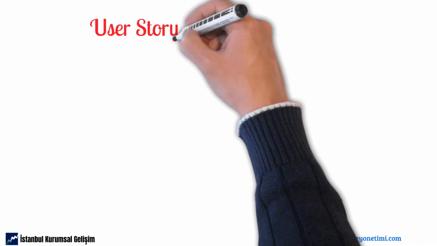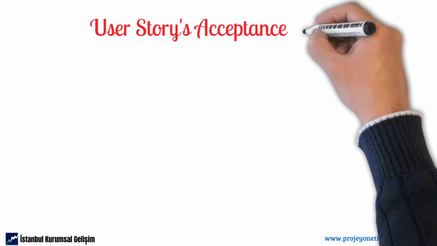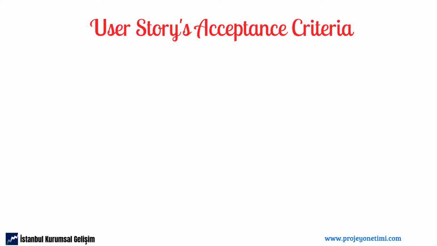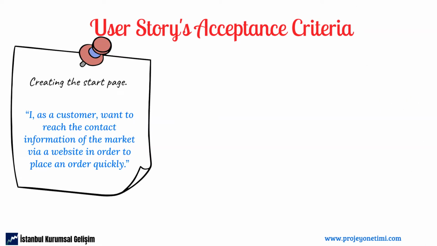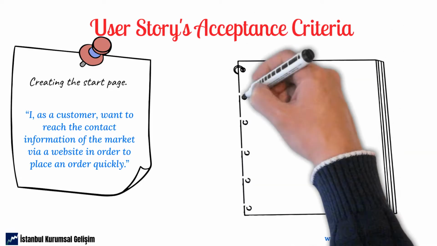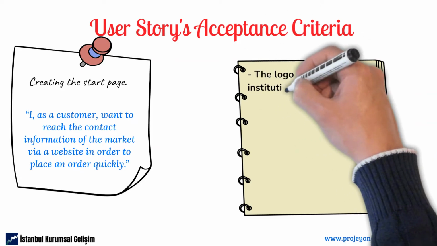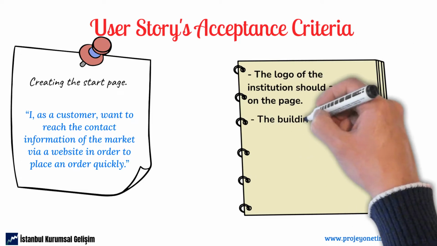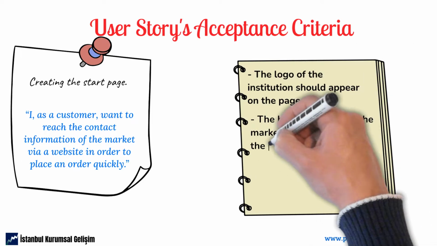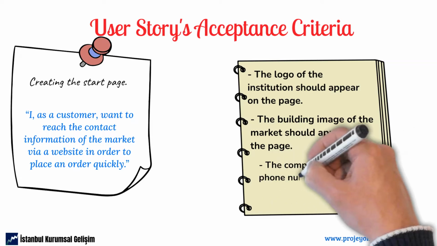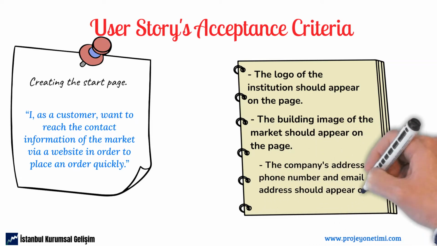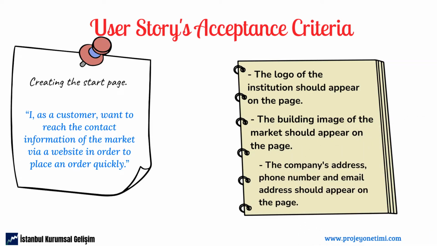In order for user stories to reach the desired result, acceptance criteria must also be defined. This is a way to test whether the story is complete. Let's add a few acceptance criteria to the start page creation item. The logo of the institution should appear on the page. The building image of the market should appear on the page. The company's address, phone number and email address should appear on the page.